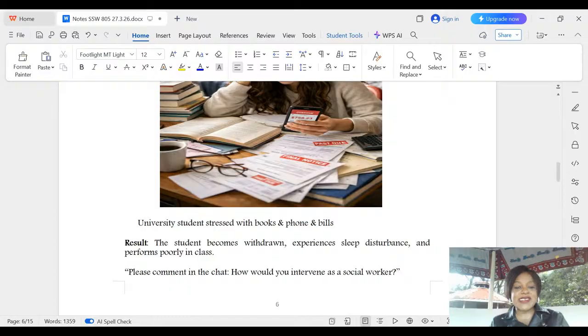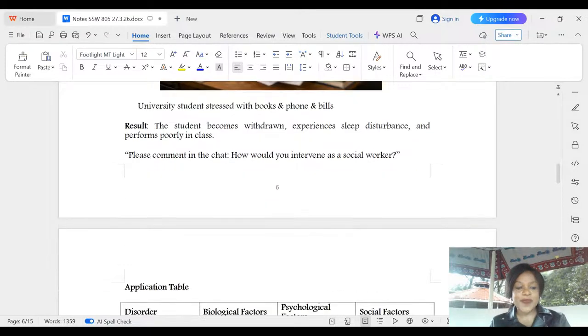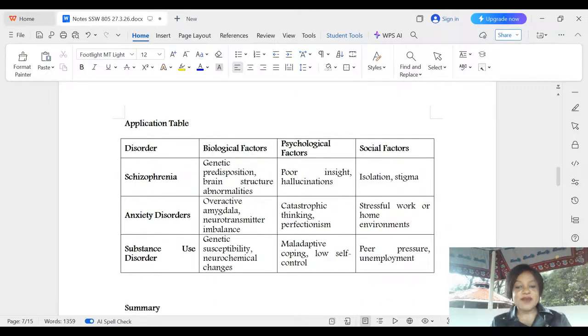So you can please just comment in the chat. How would you intervene as a social worker to assist this particular student? Okay. And so we just want to look at how we can apply the biopsychosocial model to different mental disorders. And remember, like we said, we are just connecting to the previous class.